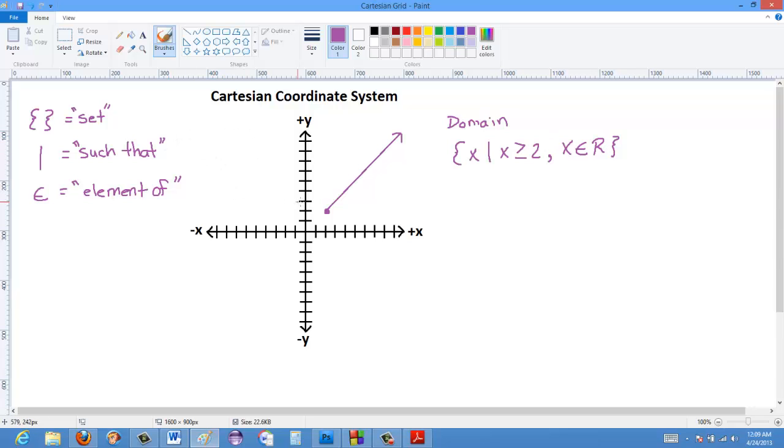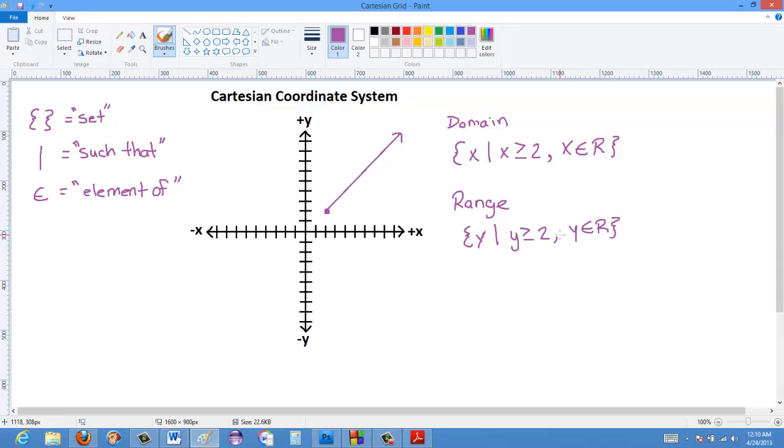In this case, y also starts at 2. So the range would be that y such that y is greater than or equal to 2, and that y is an element also of the real numbers. Okay, so that's kind of how that works.